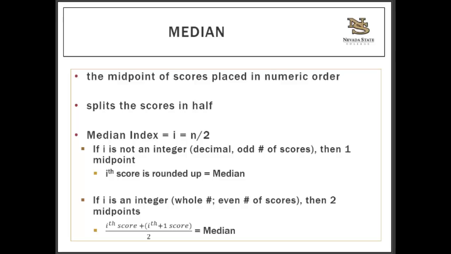Now, if you have an even number of scores, when you find i, n divided by 2, you will end up with a whole number. However, that's not going to mean that you just have that one location. You have to take 2 midpoints. So you take the location at i plus the location at i plus 1, and you divide it by 2. You essentially find the average of the 2 midpoints, and that gives you the median. So this may seem complex at first, but once I go through a few examples, it should make a lot more sense, and this will help prevent you from making mistakes, especially when you're using a frequency distribution table to locate your medians.